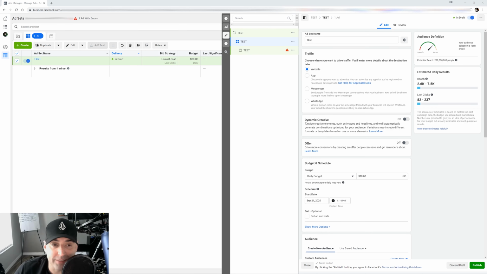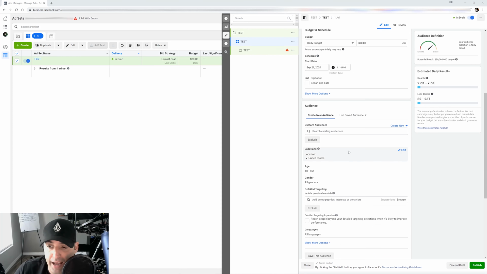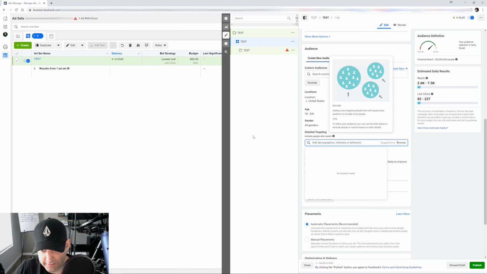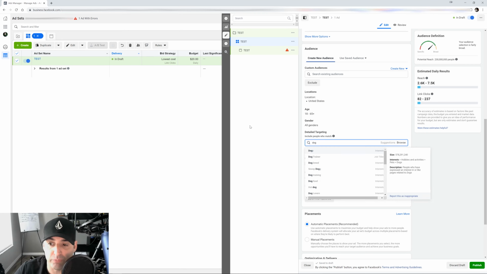So when we're talking about single broad interest ad sets, we're talking about ad sets that include just one single targeting interest. So let's say for this example, I'm going to use dogs. Right? Let's say we're starting a store in the dog niche. So I'm going to do dogs.